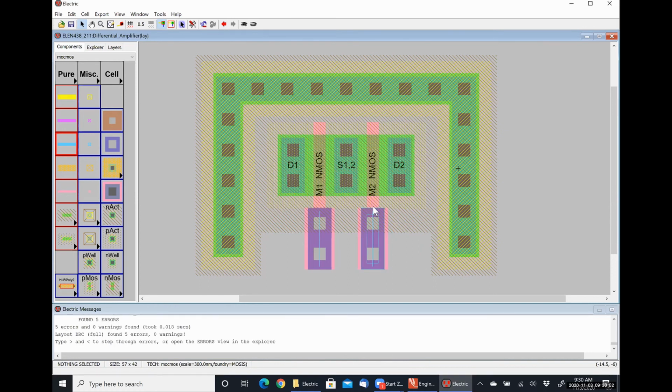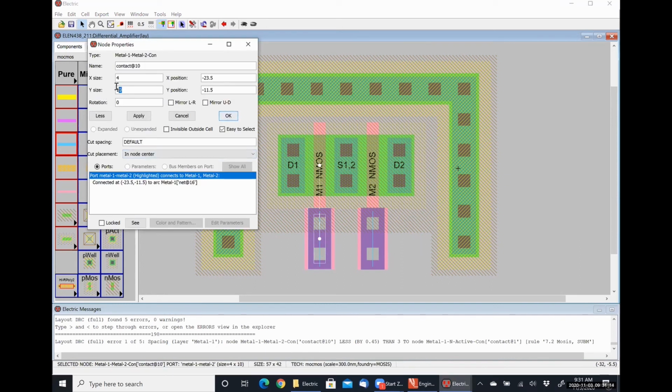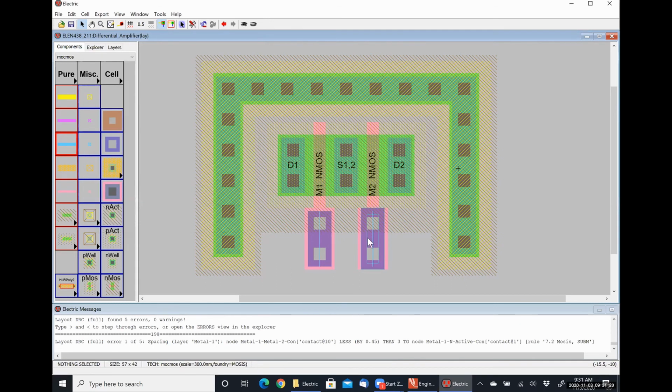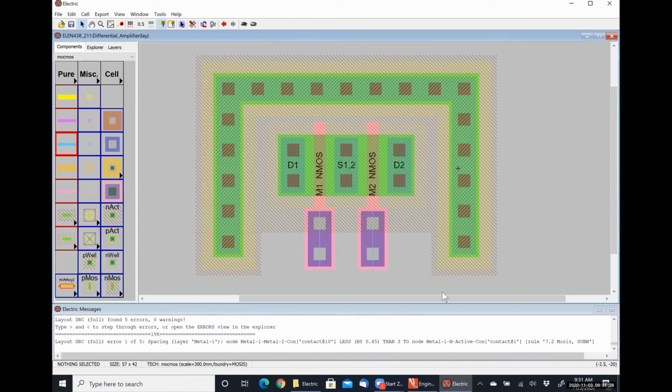Five errors. What errors are there? It's saying that metal 1 to metal 2 is less by 1/2 than the one over there. So I'm making it 4 by 9, so it matches the exact size of the metal 1 underneath it. And that should get rid of that error. Yep, there we go. So 4 by 9 is the size to go.